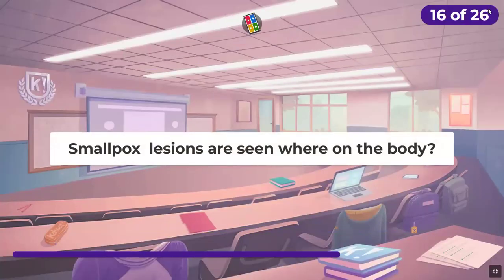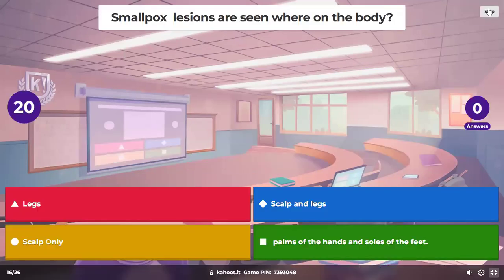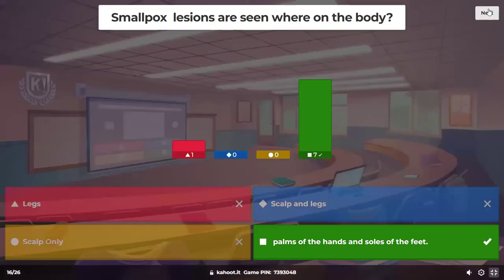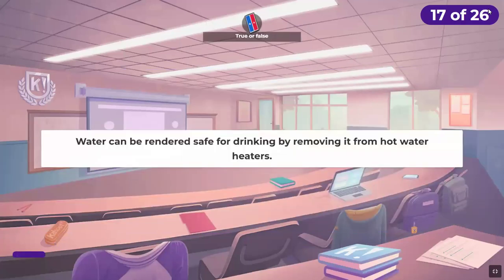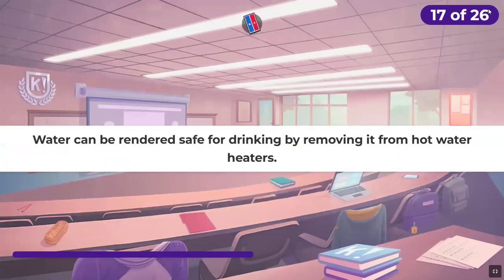Smallpox lesions are seen where on the body? When we talked about smallpox and chickenpox, smallpox specifically are found on these places where chickenpox are not. Because sometimes they're vesicles, we kind of get them mixed up a little bit, but once we look, like, wait a minute, they're found here and here. This is not chickenpox, this is smallpox. Palms of the hands and the soles of the feet. Yes. For sure. That's going to be smallpox. That's going to be the difference.